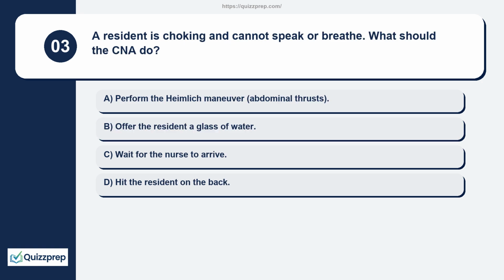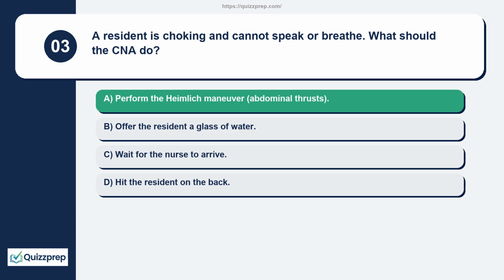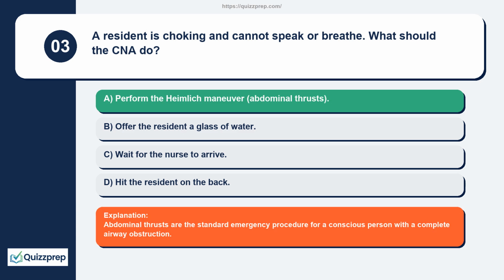Question 3. A resident is choking and cannot speak or breathe. What should the CNA do? Perform the Heimlich maneuver, abdominal thrusts. Offer the resident a glass of water. Wait for the nurse to arrive. Hit the resident on the back. Abdominal thrusts are the standard emergency procedure for a conscious person with a complete airway obstruction.